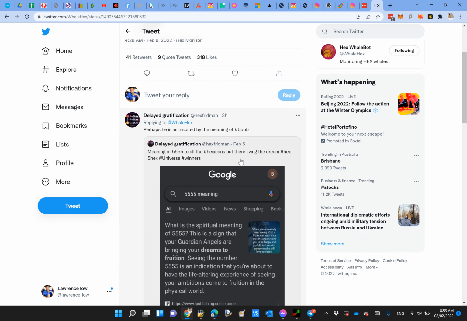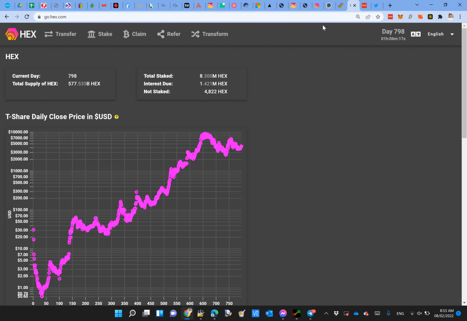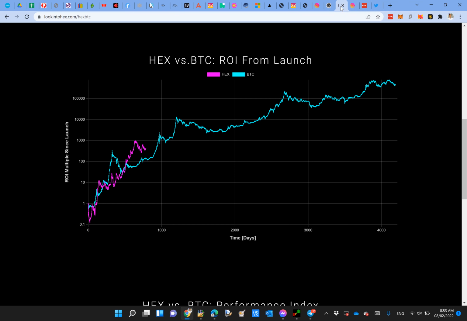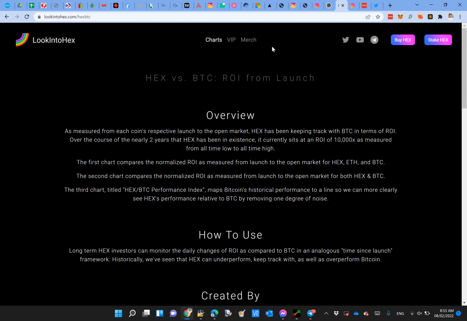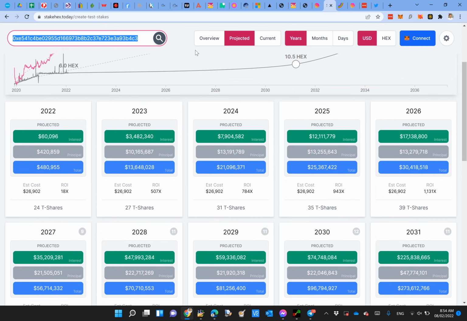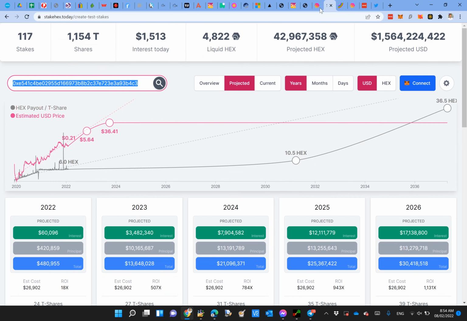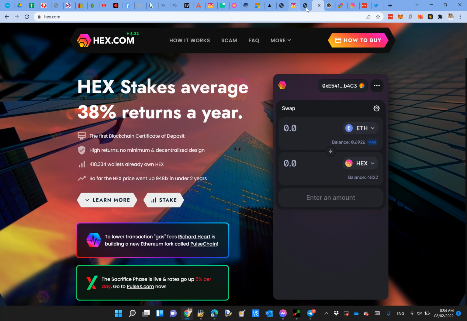Delayed gratification. You can check out this Twitter account. Go.hex is where you stake. This one, Look Into Hex.com, has a lot of good charts. This one is where you can calculate your hex. StakeHex.today is where you can put in your wallet address and work out your projected growth and all that sort of thing. Hex.com is the main website.